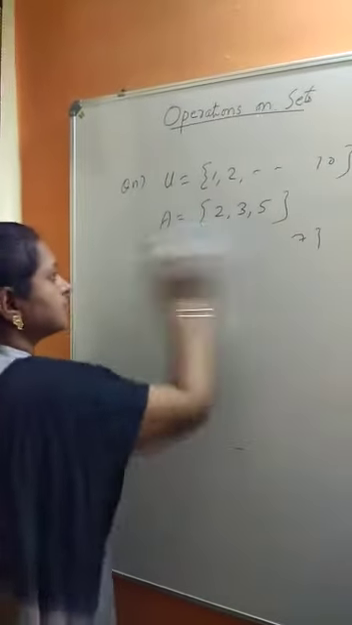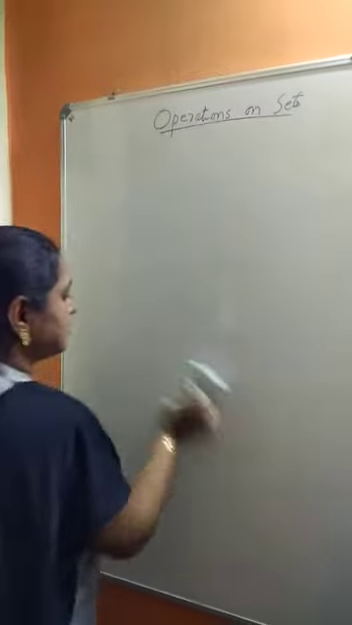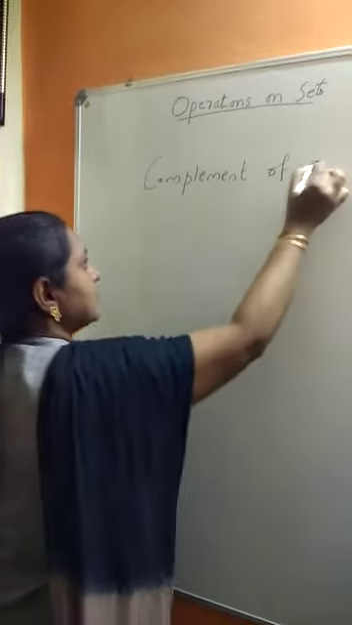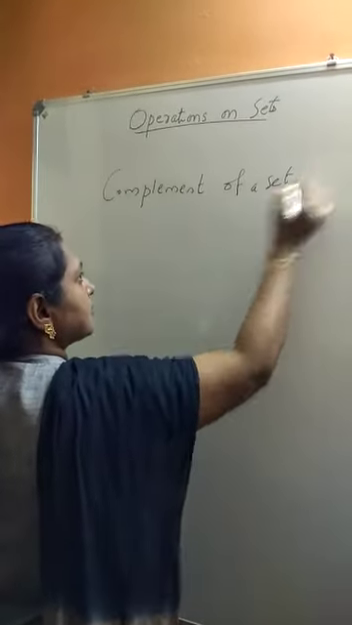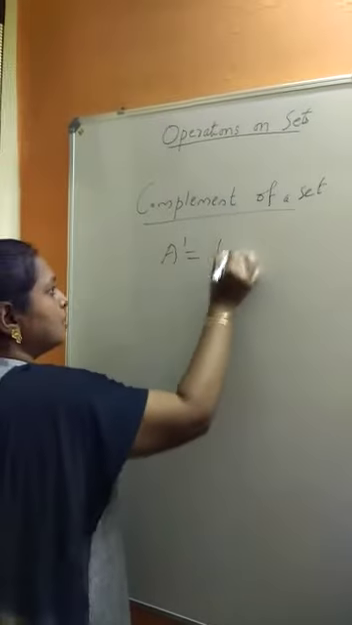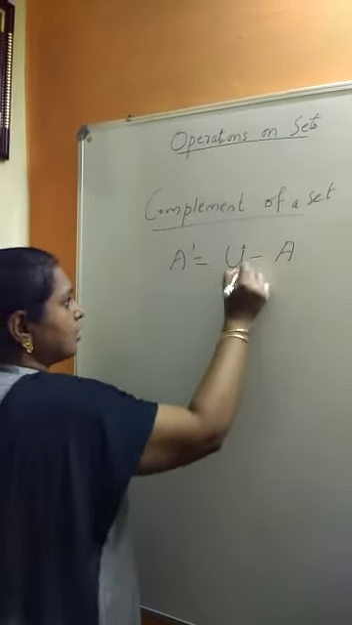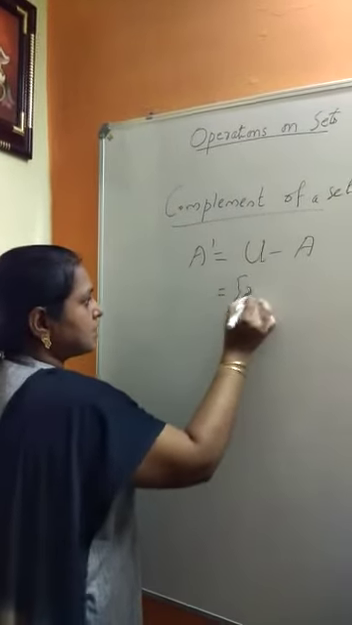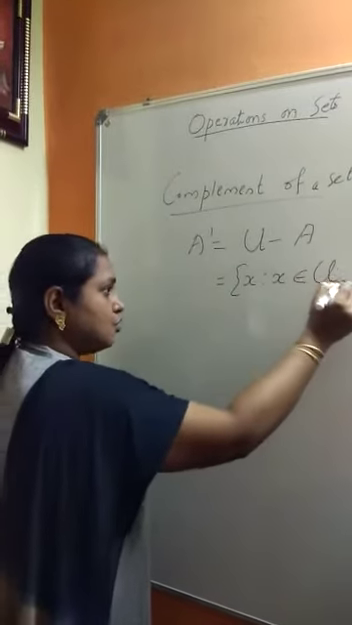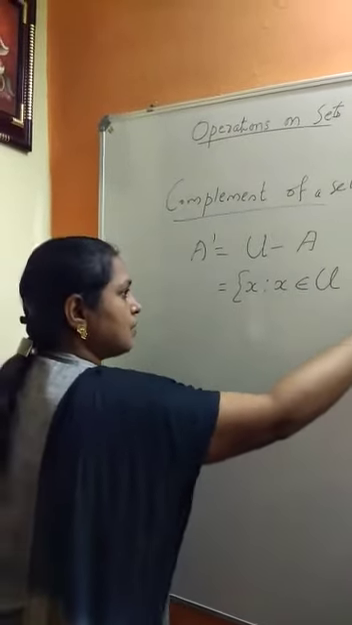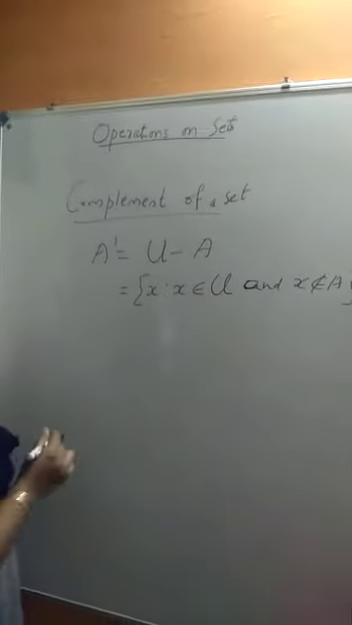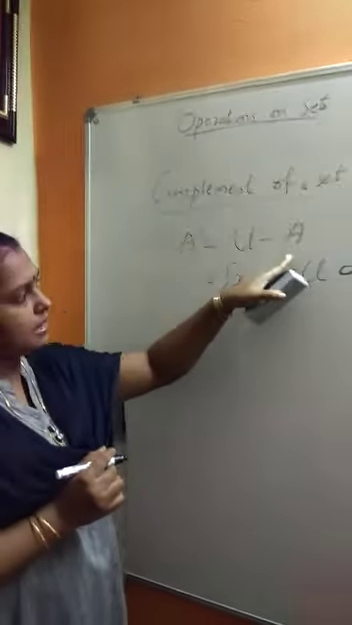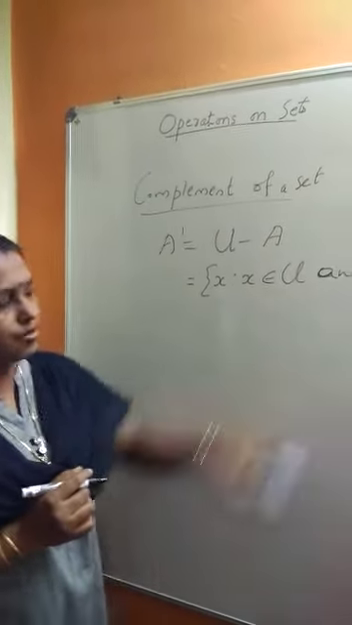Now the next topic is the complement of a set. It's also very important. The complement of a set A is defined as A dash is equal to U minus A. What is U here? U is the universal set. So as per the definition of difference, we can write this as the set of all x such that x belongs to U and x does not belong to A. This means A dash, the complement, is the difference between the universal set and the given set. That means the element should be present in U only, it should not be present in A.